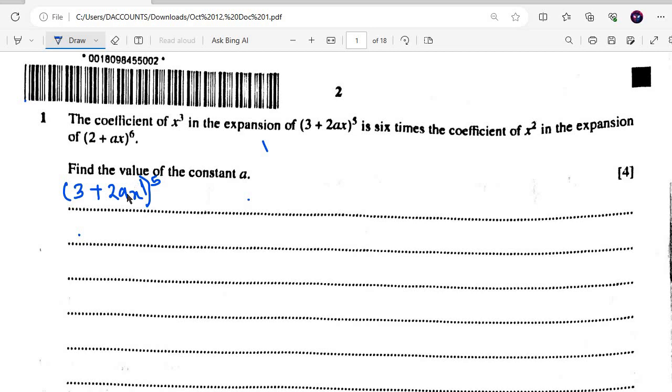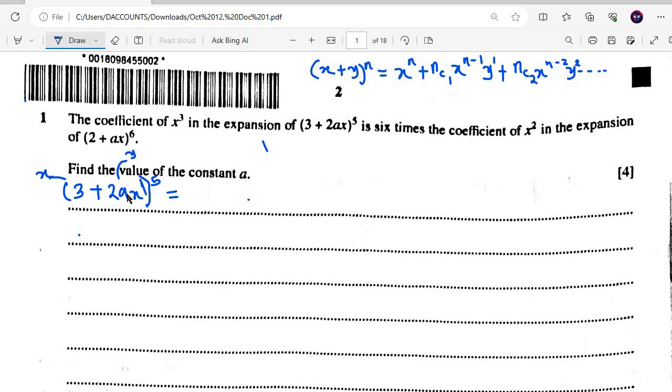Remember the formula for the expansion. If you have (x + y) raised to the power n, the expansion is x^n plus nC1 x^(n-1) y^1 plus nC2 x^(n-2) y^2, until you get to where is required. In this case, our x is 3, while our y is 2ax. So let's make use of it and expand.